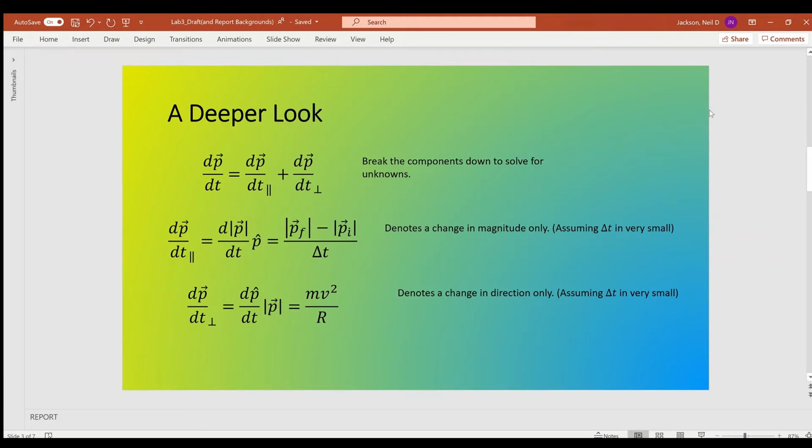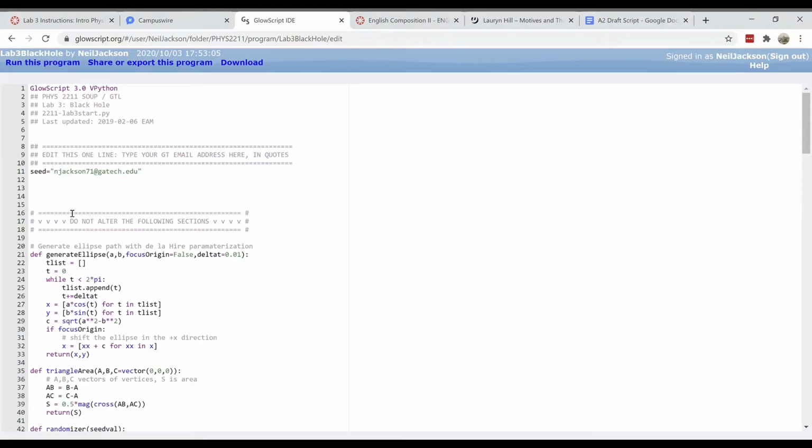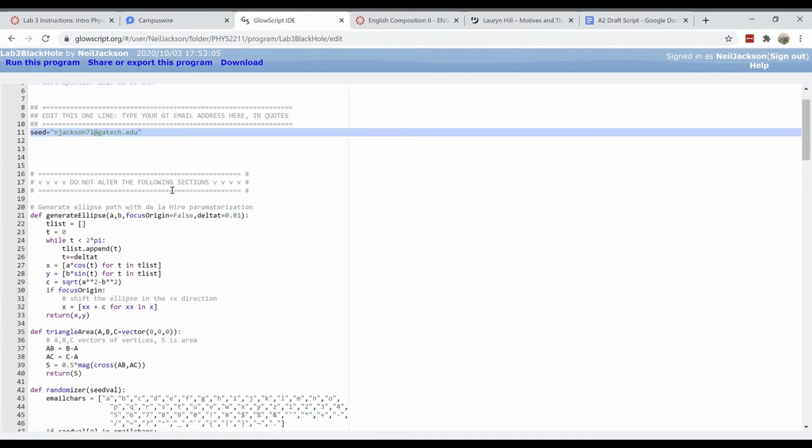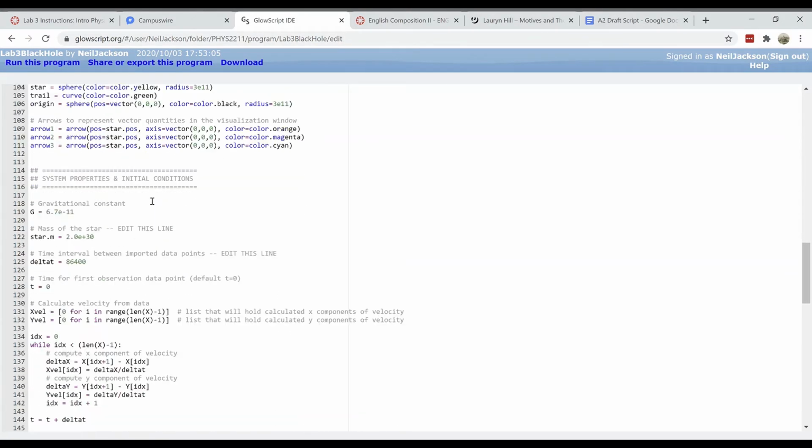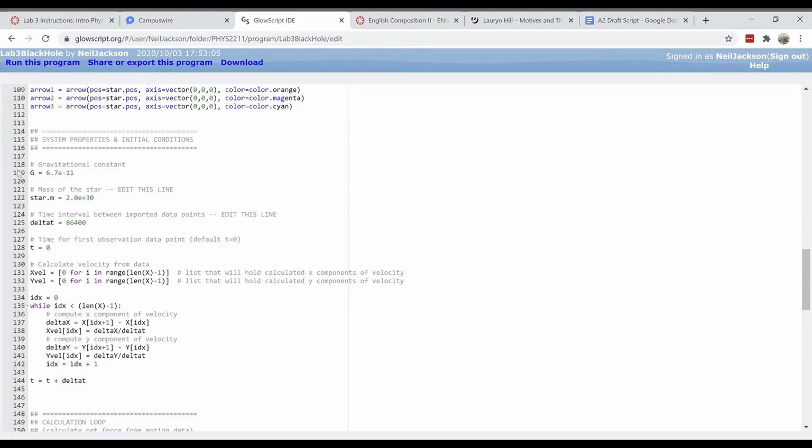Once we have the parallel and perpendicular components of the derivative of momentum, we can then find the net force acting on our object. Here's my GlowScript code for this lab. On line 11, we have the seed I used in order to get my star's trajectory. Down below that, we have some initial conditions for the lab, where I have my constant G, the star's mass, and delta t being 86,400 seconds, which is the number of seconds in one day.